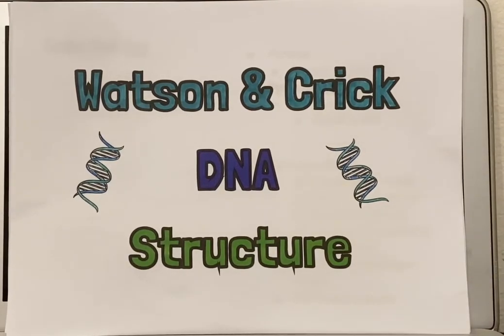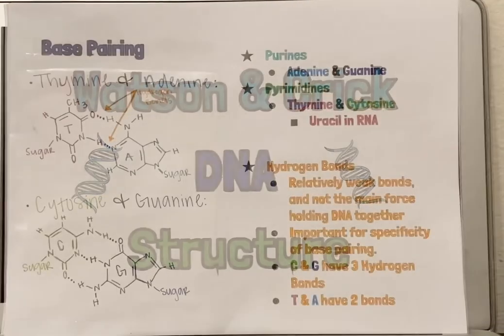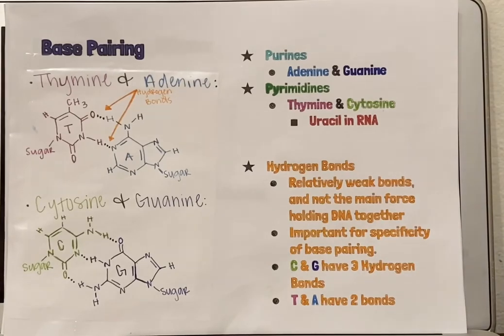Today we're going to be talking about the Watson and Crick DNA structure. A previous study found that for every thymine there's an adenine, for every cytosine there's a guanine. This is called Chargaff's rule. So Watson and Crick came up with the idea of base pairing, where thymine pairs to adenine and cytosine pairs to guanine. They're paired by hydrogen bonds.